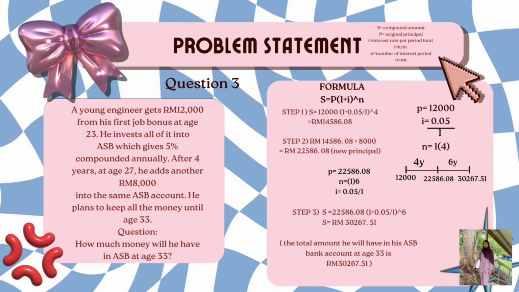Okay, for the next step, we will use the same formula as step 1. For this, we will use the new principal, which is 22,586 ringgit and 8 cents. The N will be 6 and the I will be 0.05 over 1, which is the same as step 1, which is S equals 22,586 ringgit and 8 cents, bracket 1 plus 0.05 over 1, bracket the power of 6. So the total amount will be 30,267 ringgit and 51 cents. The total amount he will have in his ASB account at age 33 is 30,267 ringgit and 51 cents.